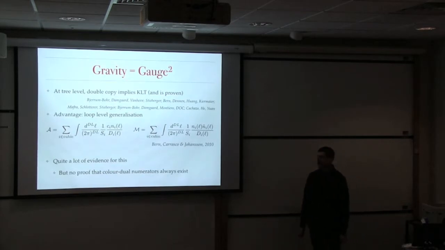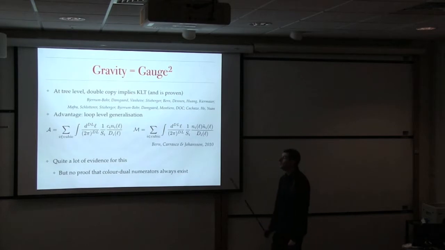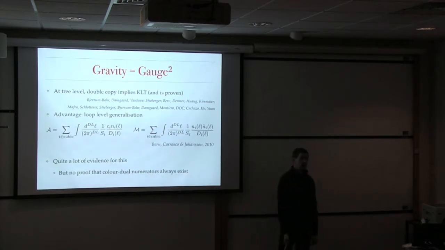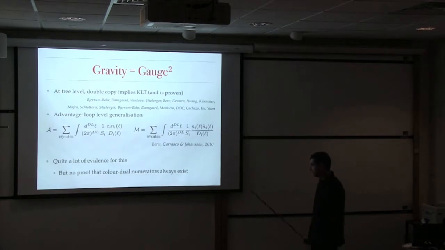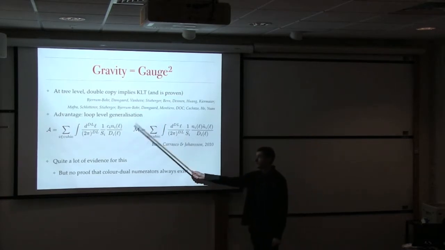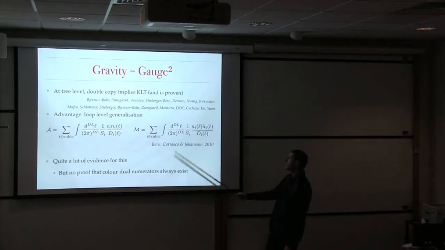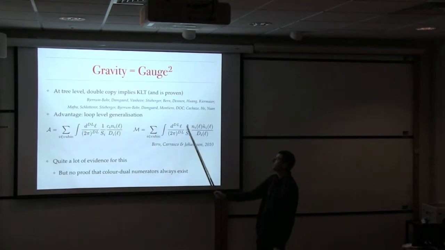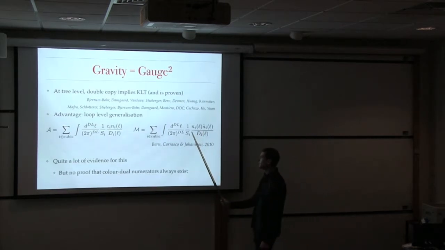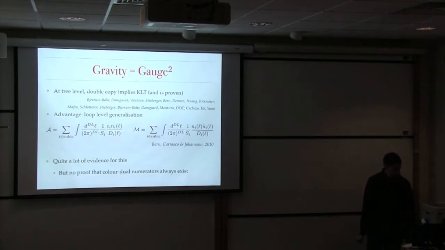Now this isn't proved, this is a conjecture. There's quite a lot of evidence for it, including quite high numbers of loops, four loops, four points. There are examples to all multiplicity at low loop order. But there's no proof that numerators always exist that have this color-dual property, that they satisfy Jacobi identities. We don't know for sure that that's true. What's really not proven is the numerators existing. If the numerators do exist, then there's a proof that this thing will have the correct cuts. So the cuts of this scattering amplitude will correctly reproduce the cuts of gravity through KLT. And one can look at pure gradients like that.